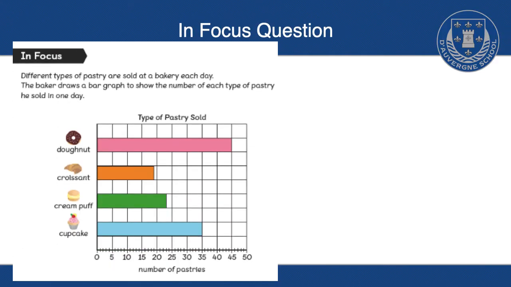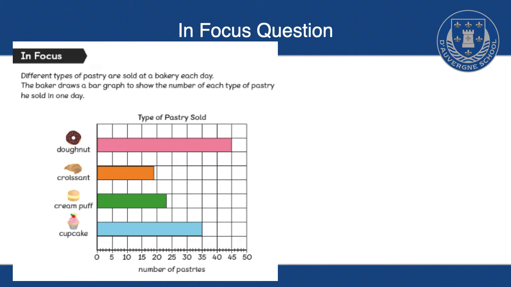So the in focus question says there are different types of pastries sold at a bakery each day. The baker draws a bar graph to show the number of each type of pastry he sold in one day. At the top of the bar graph there is the title, which tells us what the bar graph is all about. It says type of pastries sold, and on the left hand side it shows us the different types. So we have donuts, croissants, cream puffs and cupcakes, and at the bottom there is our scale.